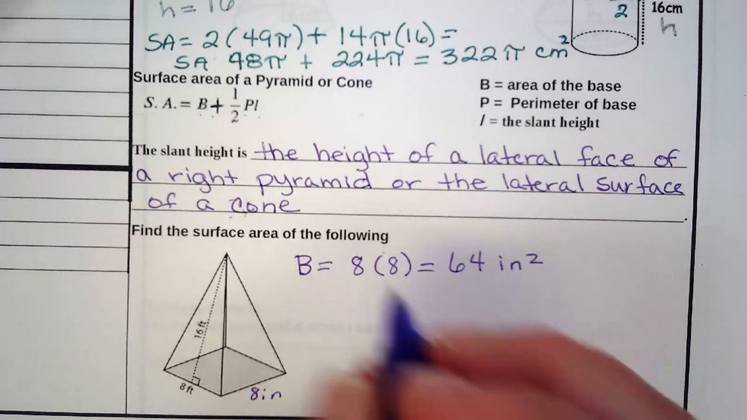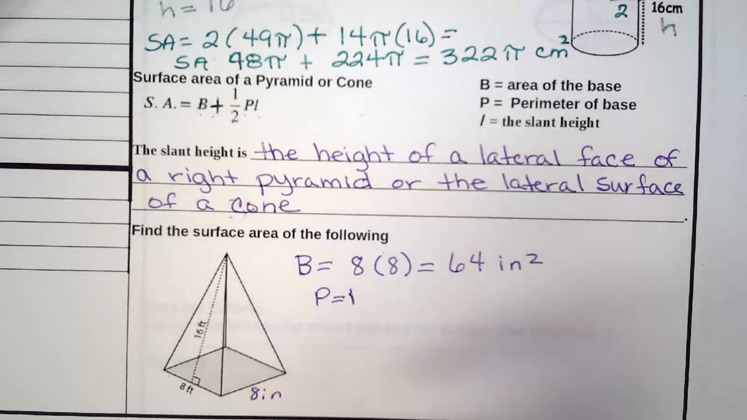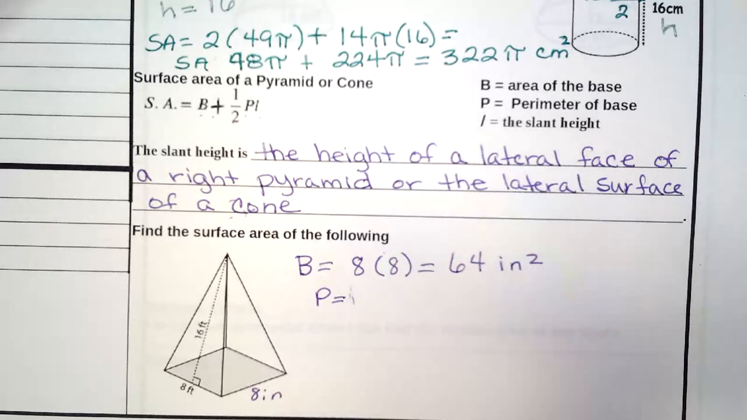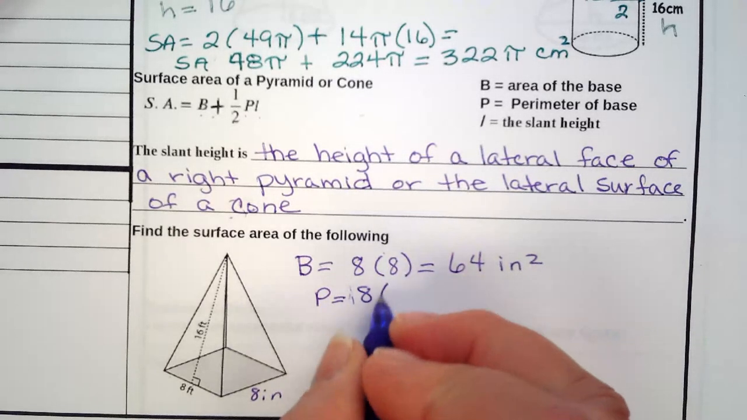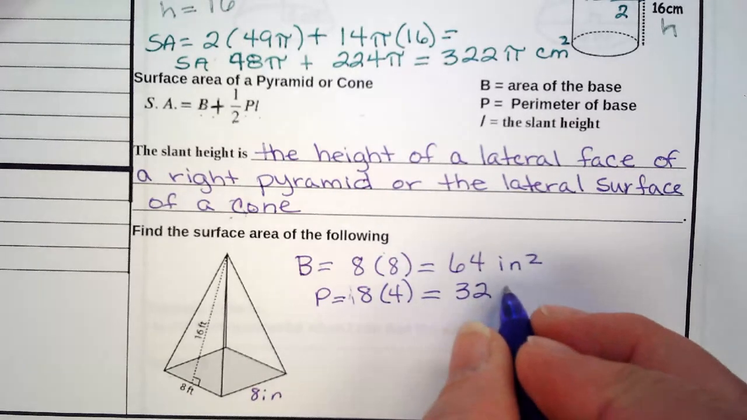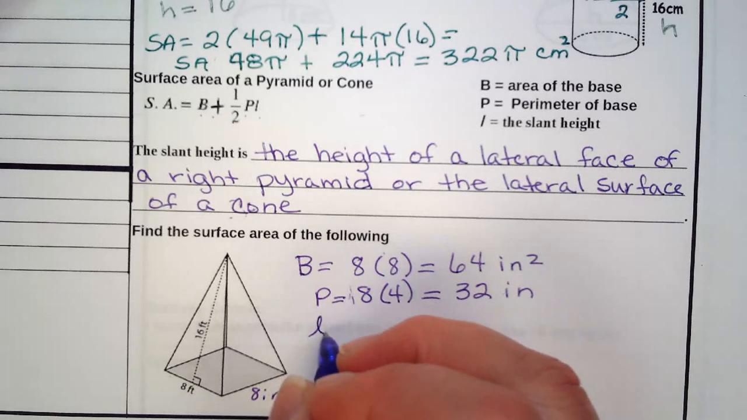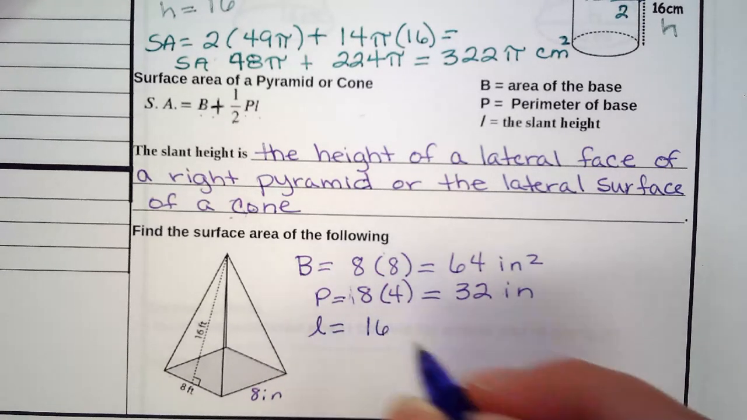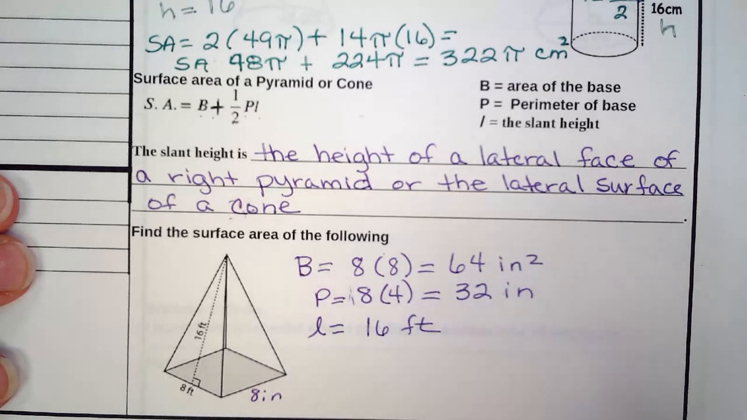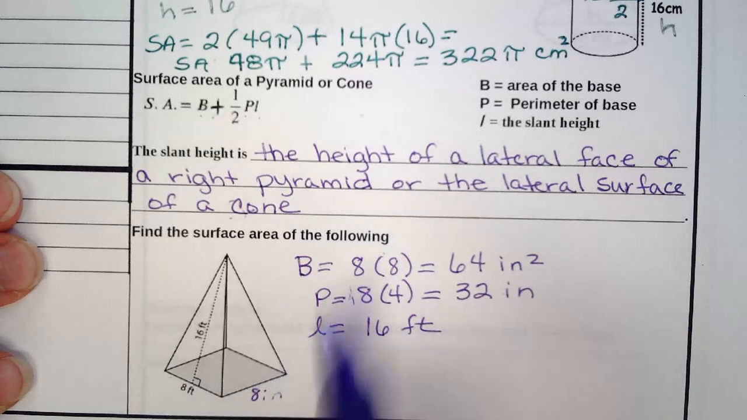For our perimeter, you've got a side length of 8, but you've got 4 sides, so that is 32 inches. Then that slant height is given to you at 16 feet. I guess everything here is supposed to be in feet. So I should be using feet instead of inches.